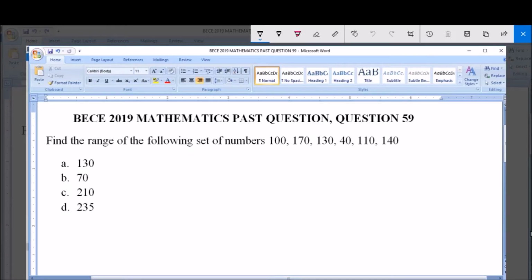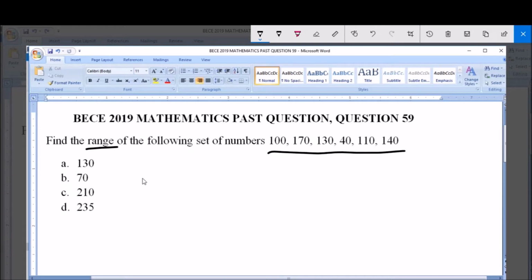Today we're going to be dealing with BECE 2019 Mathematics Past Question, question 59. Find the range of the following set of numbers: 100, 170, 130, 40, 110, 140. A 130, B 70, C 210, and D 235. So we are asked to find the range of this following set of numbers.